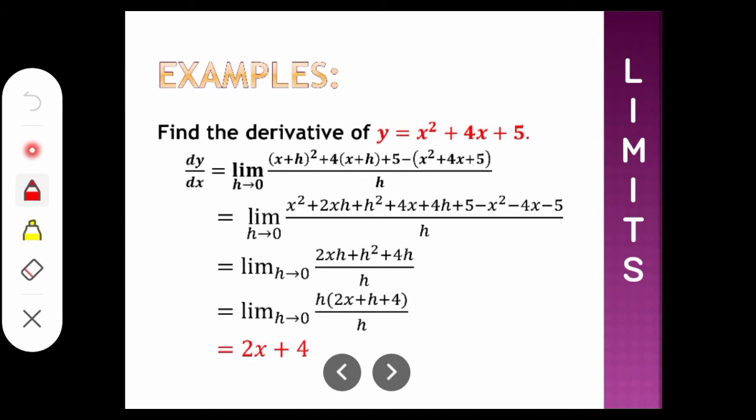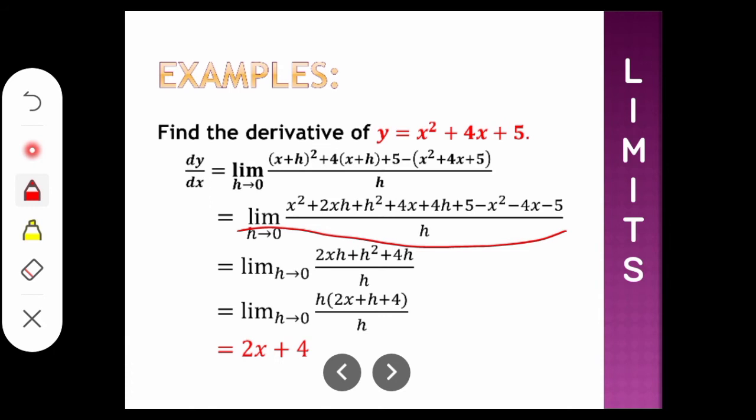So dy/dx equals the limit of the quantity x plus h squared, plus 4 times the quantity x plus h, plus 5, minus the quantity x squared plus 4x plus 5, all over h, as h approaches 0. So let's distribute the terms. So we can come up with this answer: the limit of x squared plus 2xh plus h squared plus 4x plus 4h plus 5 minus x squared minus 4x minus 5, over h, as h approaches 0.